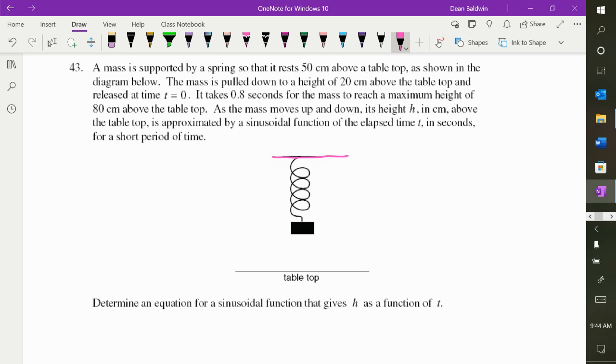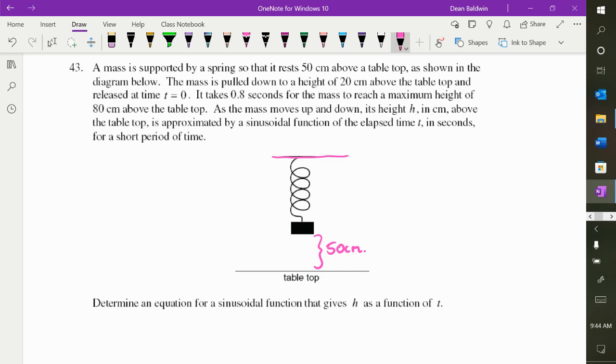All right. A mass is supported by a spring so that it rests 50 centimeters above the top of a table. So that is 50 centimeters. The mass is pulled down to a height of 20 centimeters and released at t equals 0. It takes 0.8 seconds for the mass to reach a maximum height of 80. As it moves up and down, its height is approximated by a sinusoidal function for a short period of time, i.e. we're pretending that gravity and friction don't exist. So like 2 probably rotations, and then it's all messed up.